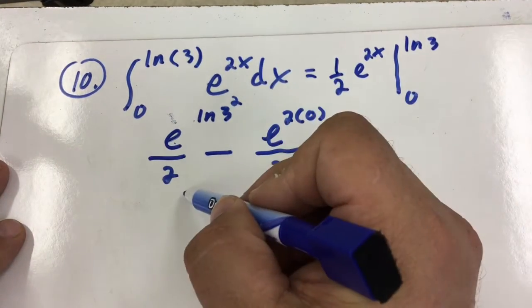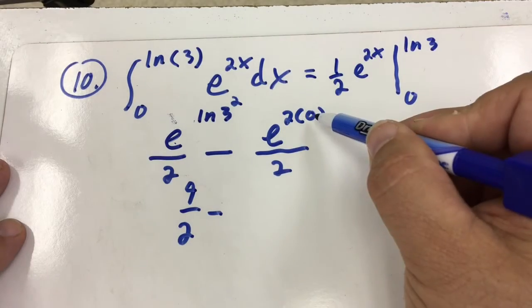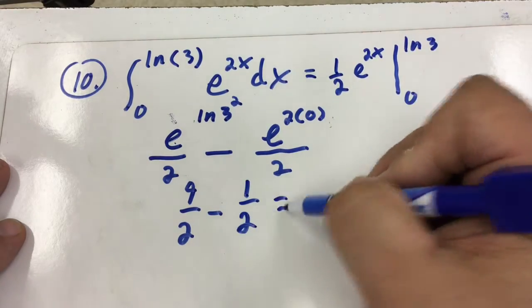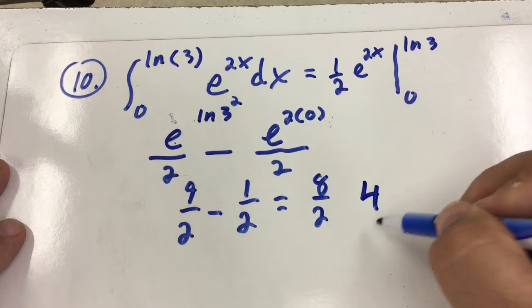e to the ln of 9 is going to just give me 9 over 2 minus, 2 times 0 is 0. e to the 0 is 1, over 2, so minus 1/2. That's going to give me 8 over 2 or just 4.